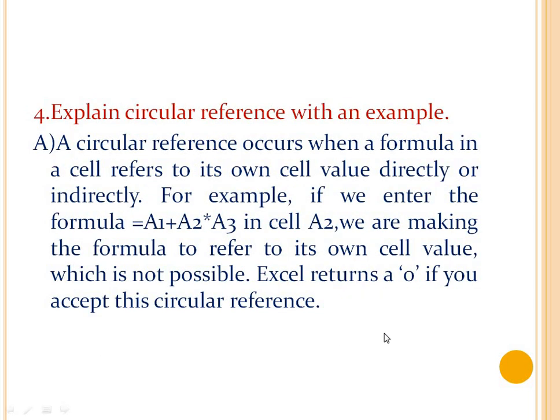Next, coming to the fourth question about circular reference, a very important question. A circular reference occurs when a formula in a cell refers to its own cell value directly or indirectly. For example, if we enter the formula in cell A2, we are making the formula refer to its own cell value, which is not possible. Excel returns a 0 if you accept the circular reference. This is 0, not O.